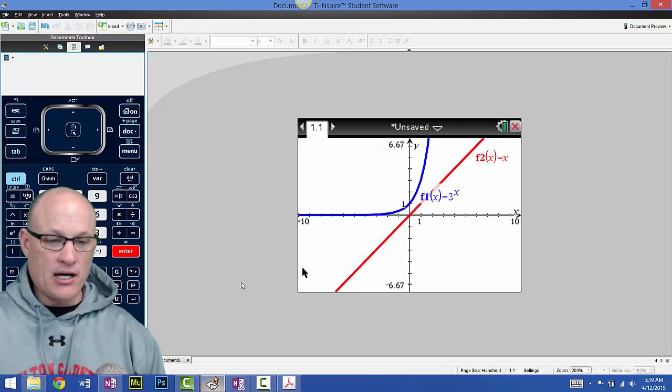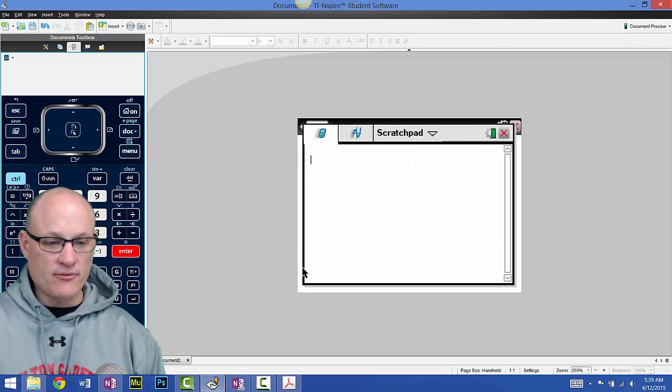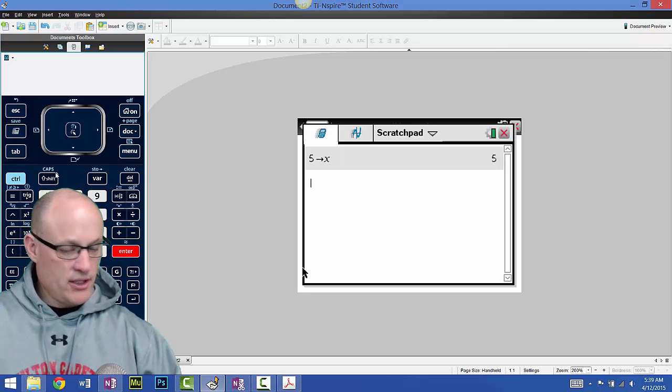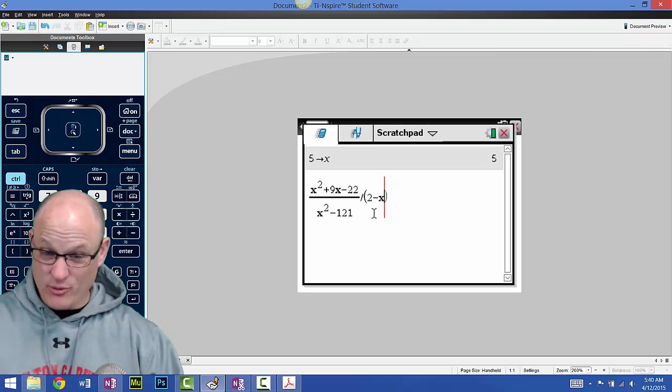Now, having said that, this is another one that you could check your answer with using the calculator. Go over to the calculator mode, get rid of all the garbage, and just pick any number. I'll take 5. I'll store it into x. And I'm going to look over here. It's control division. X squared plus 9x minus 22 all over x squared minus 121, divided by parentheses 2 minus x.